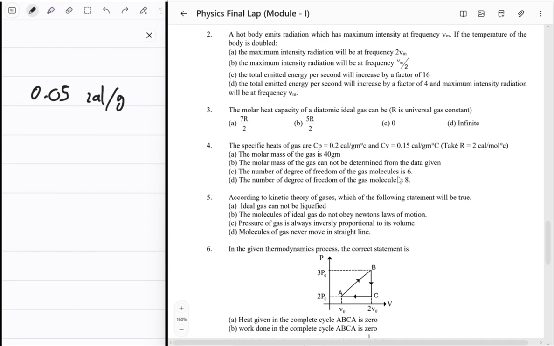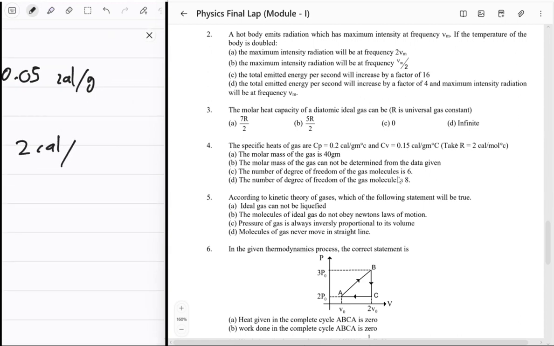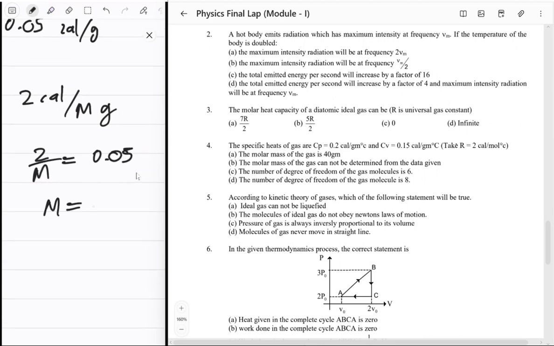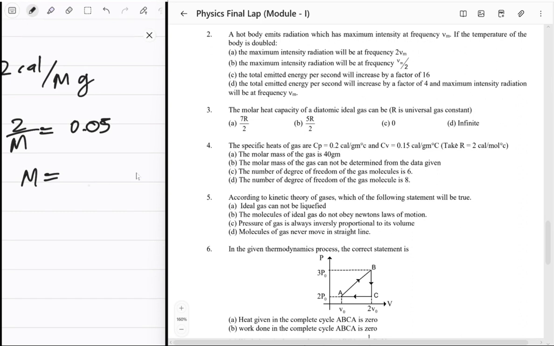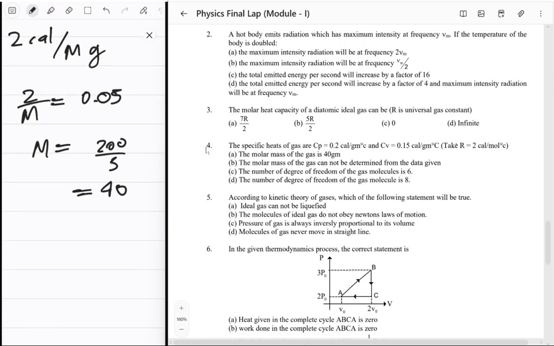Okay, and how much is R? This is equal to R, whatever. R is 2 calorie per mole. So 2 calorie, and 1 mole is whatever the molar mass is times grams. Makes sense, right? Equivalently it will be that. So 2 upon whatever the molar mass is, that's equal to 0.05. So the molar mass is 2 upon 0.05, which is... sorry, 2 upon 0.05 is 200 upon 5, which is 40. So 40 is the molar mass, 40 grams. A is correct and C is correct.